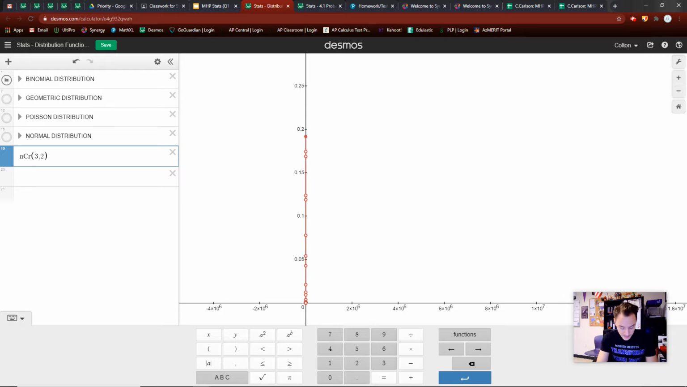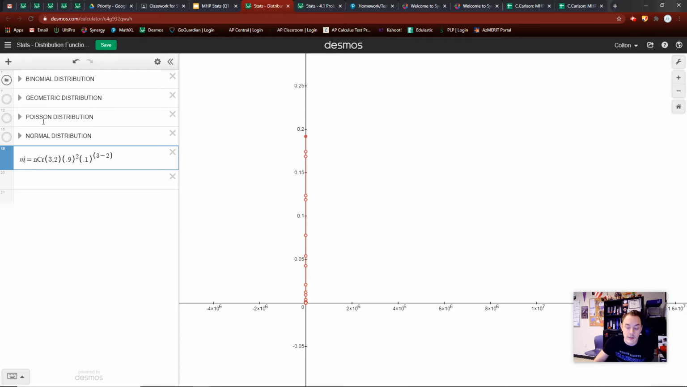This is going to be multiplied by 0.9, and then all to the power of 2. And it's going to be multiplied by 0.1, all to the power of 3 minus 2. Now notice how I'm putting parentheses around that. Okay, so this should definitely calculate it. What if I do m equals? Will that do anything at all? That is not doing anything at all.